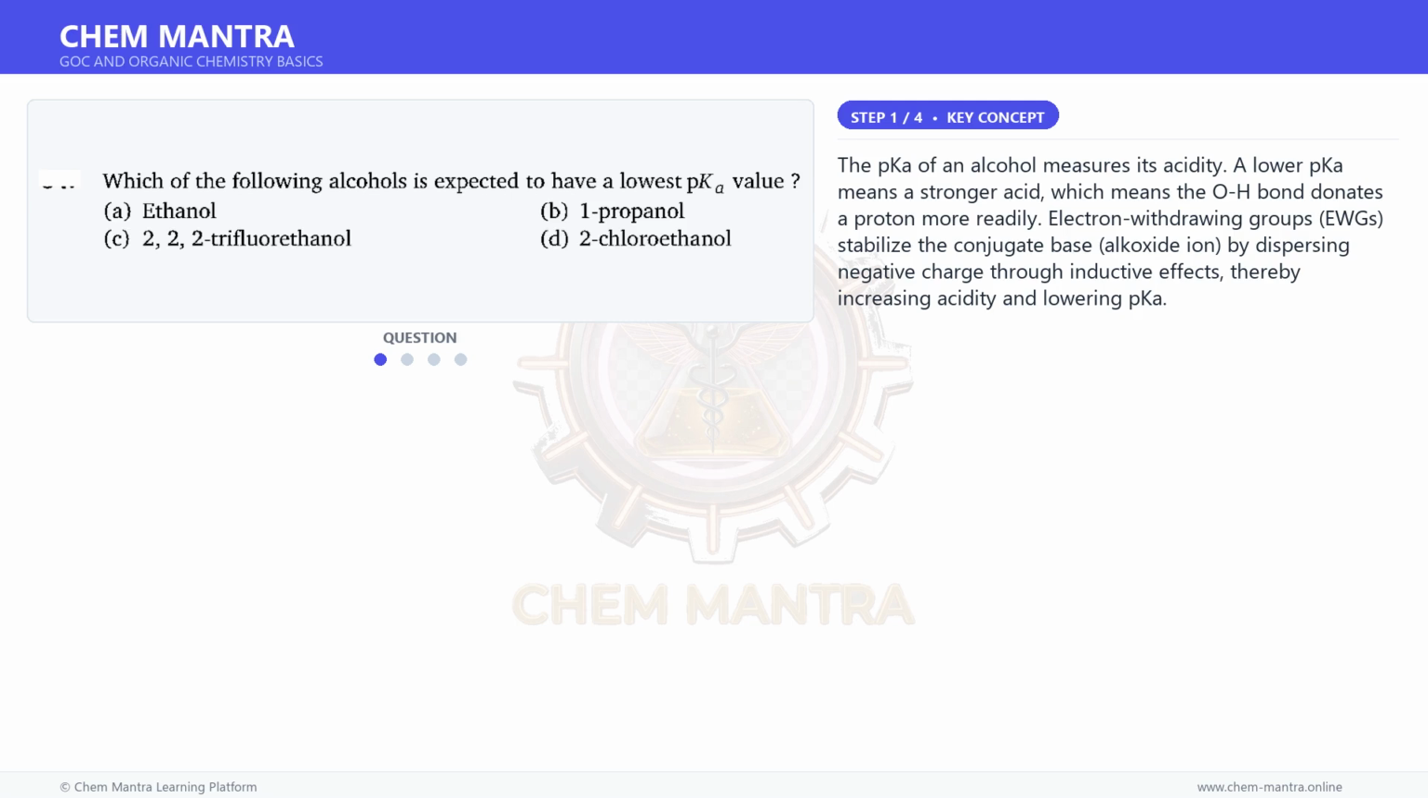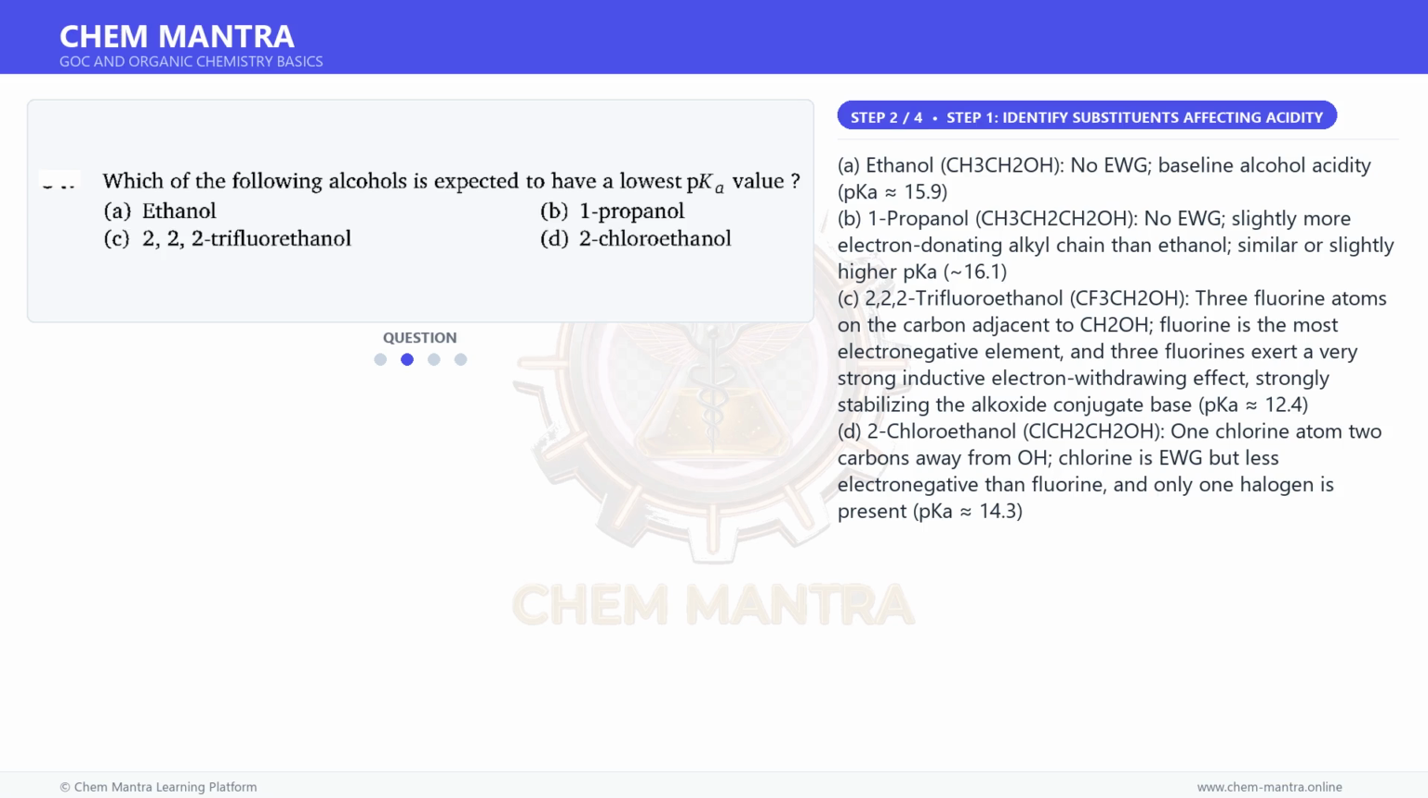The pKa of an alcohol measures its acidity. A lower pKa means a stronger acid, which means the OH bond donates a proton more readily. Electron withdrawing groups, EWGs, stabilize the conjugate base, alkoxide ion, by dispersing negative charge through inductive effects, thereby increasing acidity and lowering pKa. Moving on to the next step.